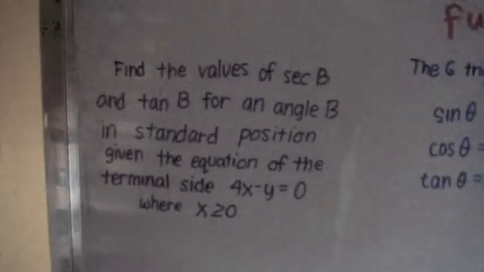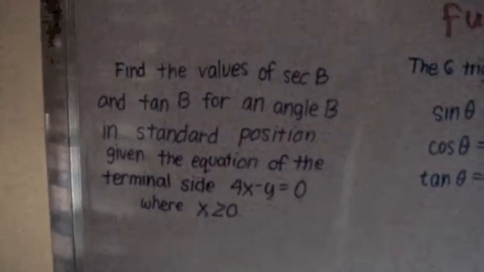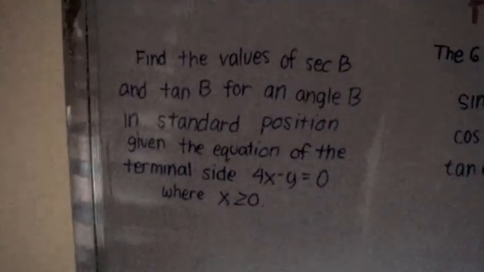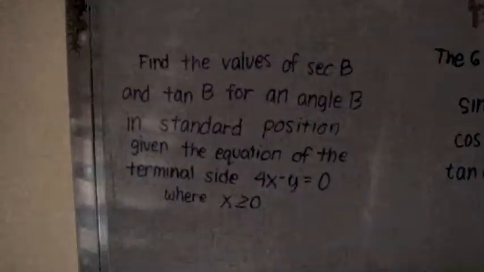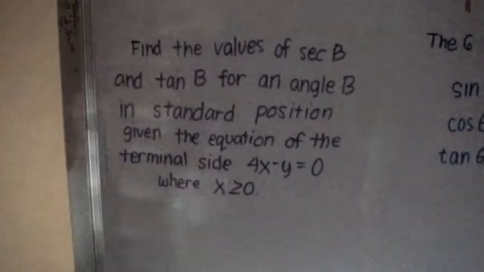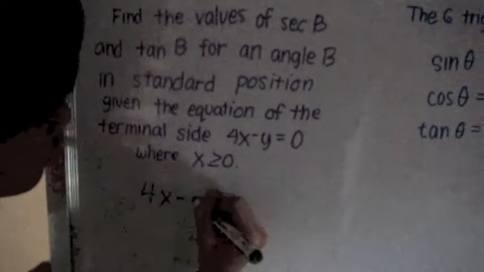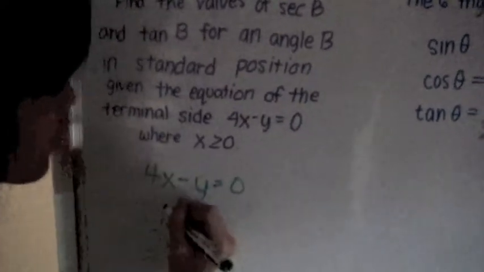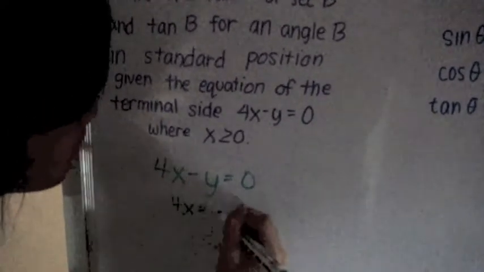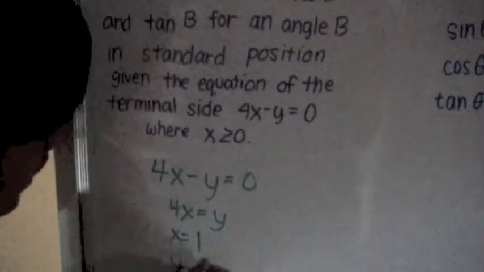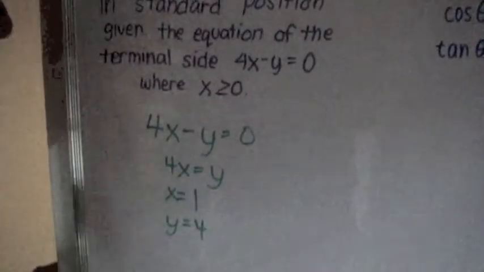Find the values of secant B and tangent B for an angle B in standard position given the equation of the terminal side 4x minus y equals 0, where x is greater than or equal to 0. So that's 4x minus y equals 0. So that's 4x equals y. So that means x equals 1 and y equals 4.